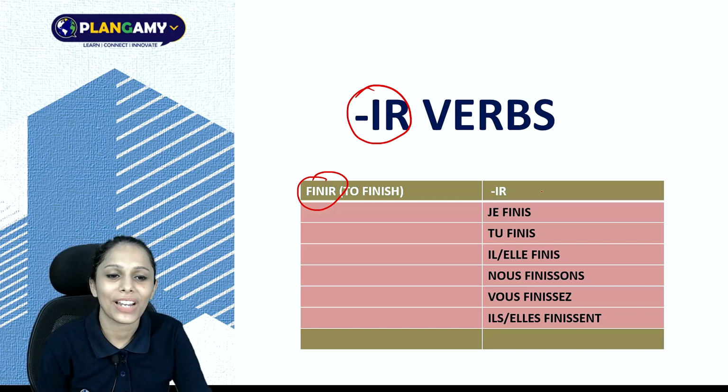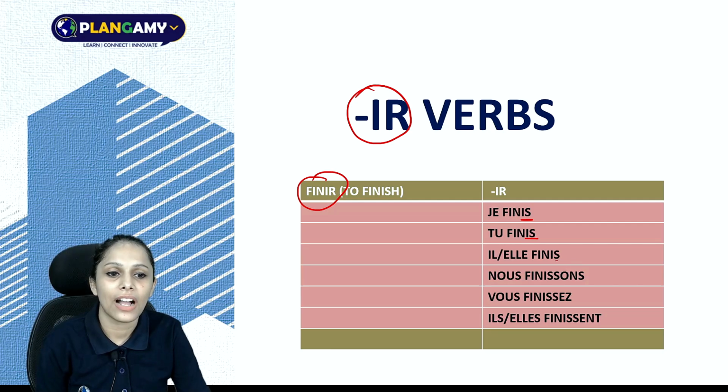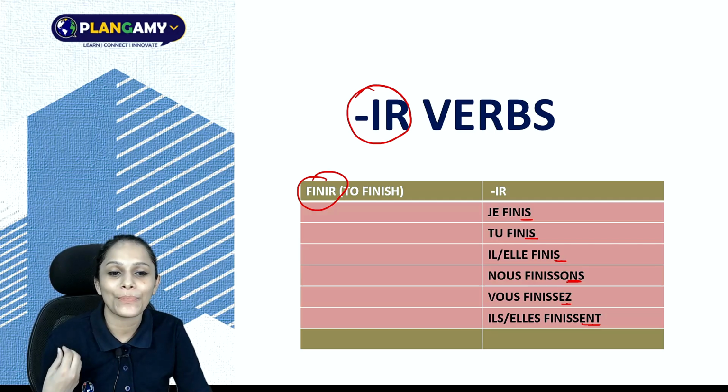For example, je finis, so this is a different ending. Tu finis, again a different ending. Il, elle finit, again different endings. Nous finissons, vous finissez, ils, elles finissent. Could you see the endings here? So, I finish, you finish, he finishes, she finishes, we are finishing, you are finishing, they are finishing. I hope that this is again clear to you.